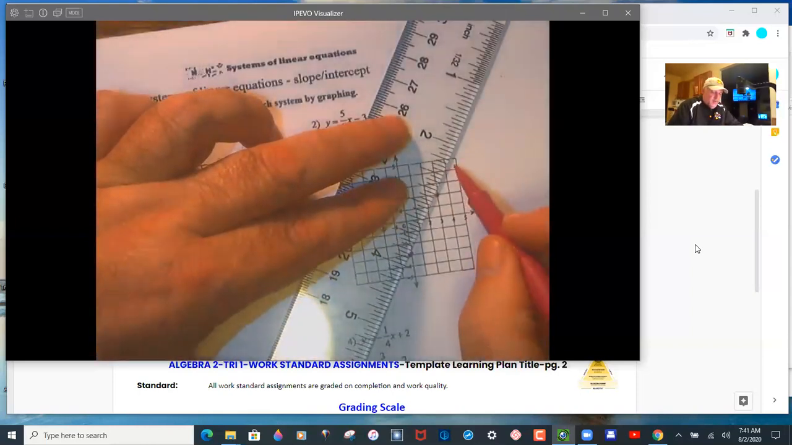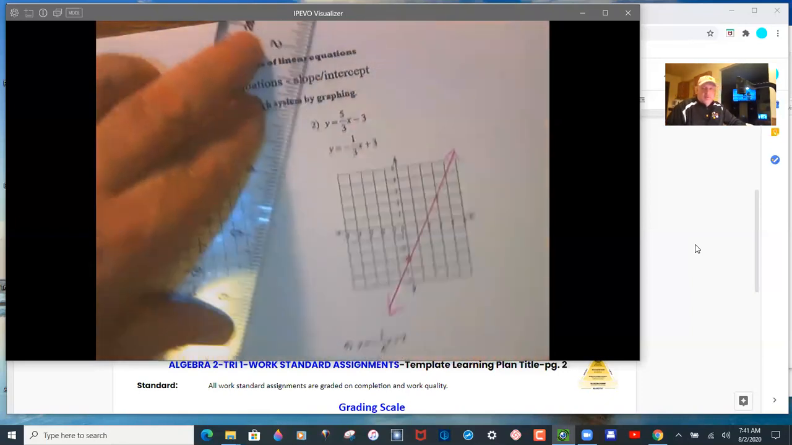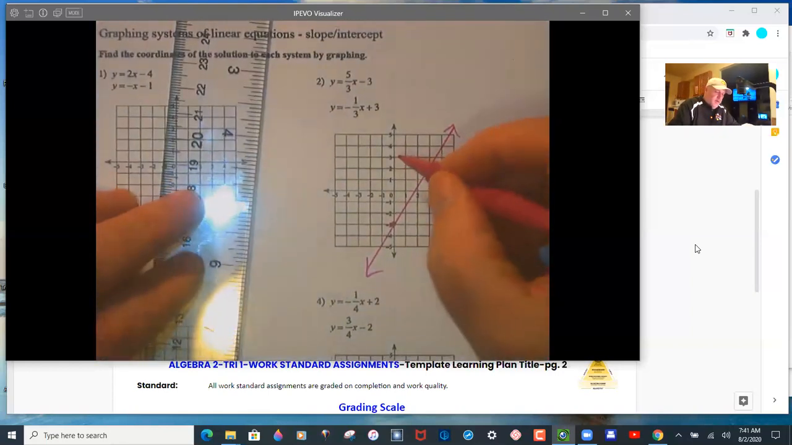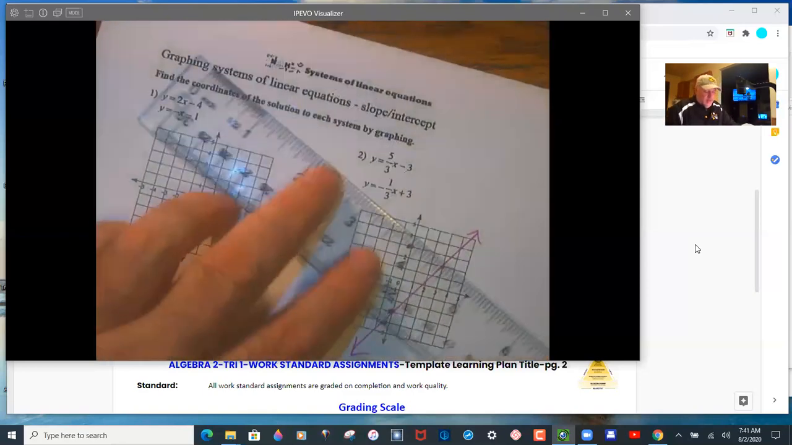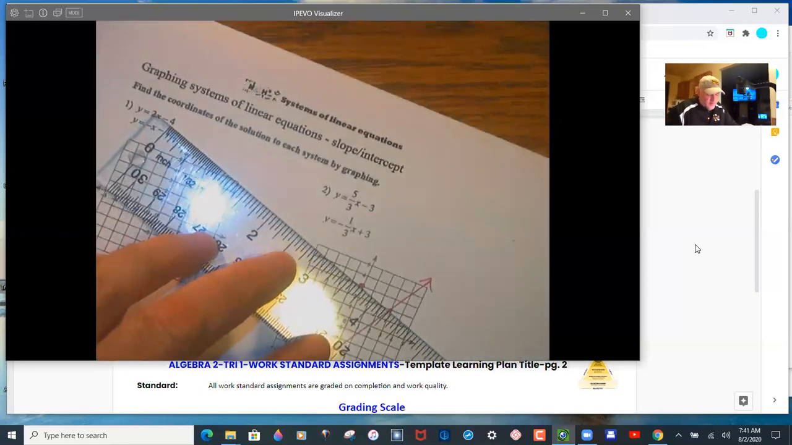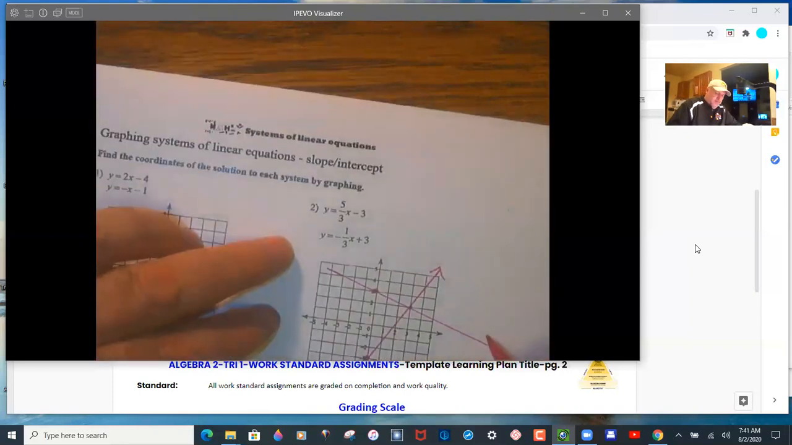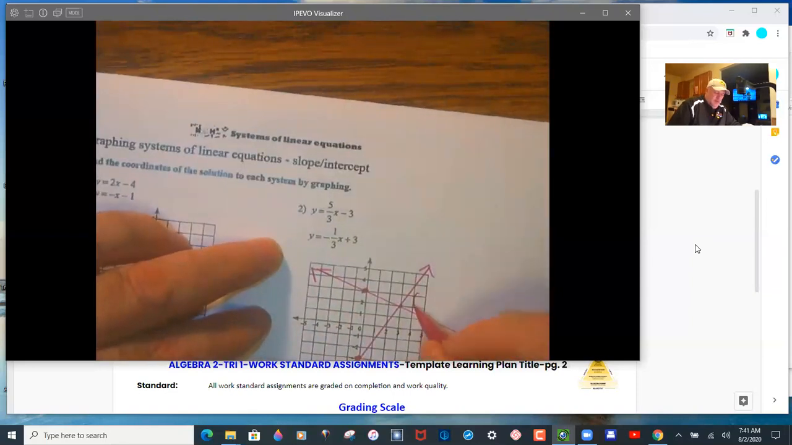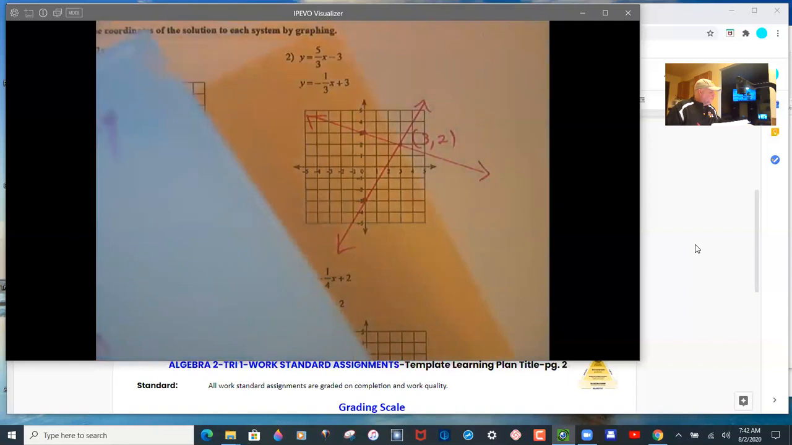I started you off with pretty easy problems. And then the second equation, y-intercept is 3, and then down 1 and right 3. So you're going to get a point of intersection with nice integer coordinates right on the lattice points. Pretty cool stuff. 3, 2. And you can check that in. That makes a true statement in both. Okay, so you're working along and working along.